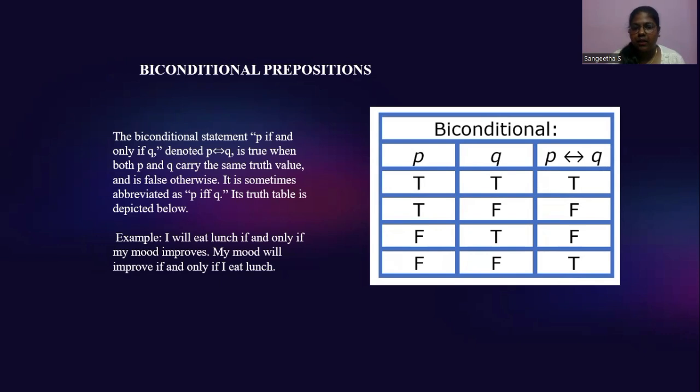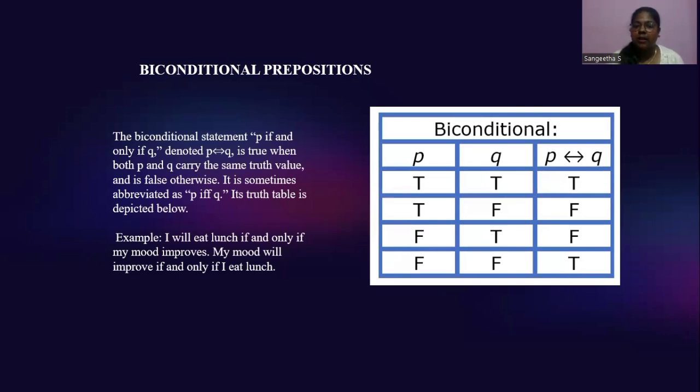If P, only if Q. So if P is true and Q is true, the output is true. If P is true and Q is false, the output is false. If P is false and Q is true, the output is false. If P is false and Q is false, the output is true.